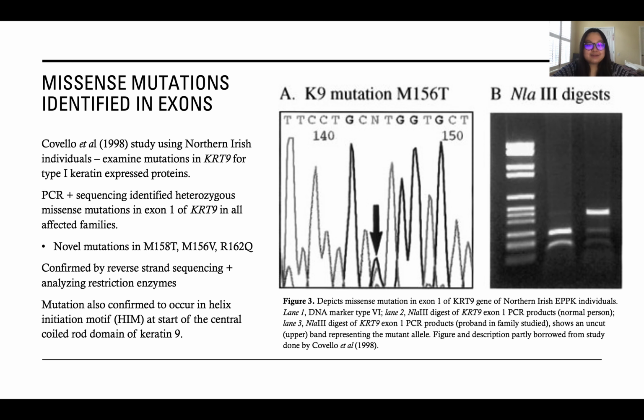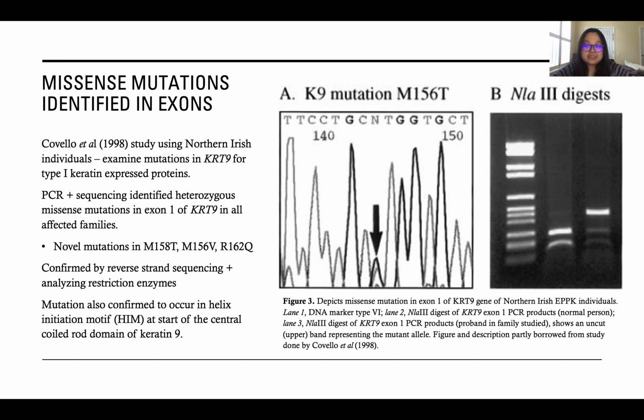In another study conducted by Cavello studying Northern Irish individuals with mutations in the keratin 9 gene for type 1 keratin protein, a series of PCR sequencing was done, and it was identified that there was a heterozygous missense mutation in exon 1 of the keratin 9 gene in all affected families. It was found that there was a novel mutation in positions 158, 156, and 162, exemplified by the figure on the right, and a pyrimidine transition at position 467 from thymine to cysteine was present for exon 1 of the keratoderma gene, indicating that mutations at position 156 of the helix 1A domain of the keratin protein cause PPK.